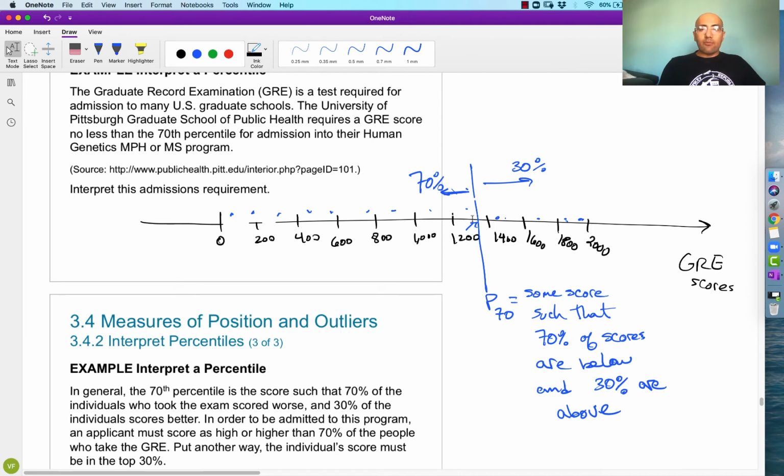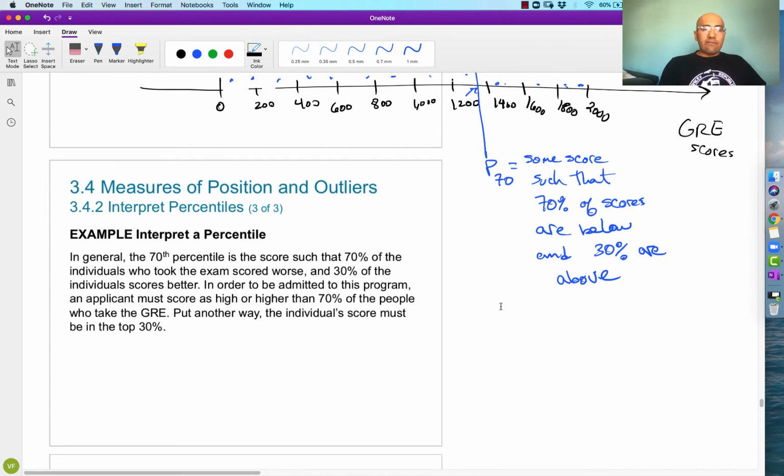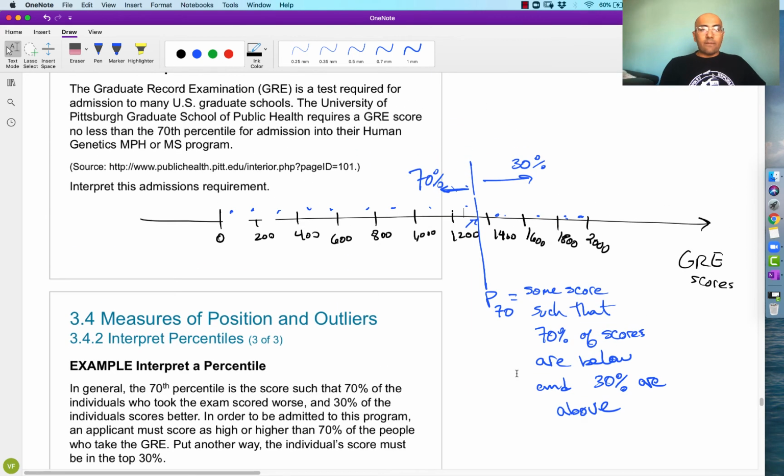It's the value that separates the lowest 70% of the scores from the highest 30% of the scores. So in general, the 70th percentile is the score such that 70% of individuals who took the exam scored worse and 30% of the individuals scored better. In order to be admitted into this program, an applicant must score as high or higher than 70% of the people who take the GRE. Put another way, the individual score must be in the top 30%. Right? That's another way to interpret that as well.